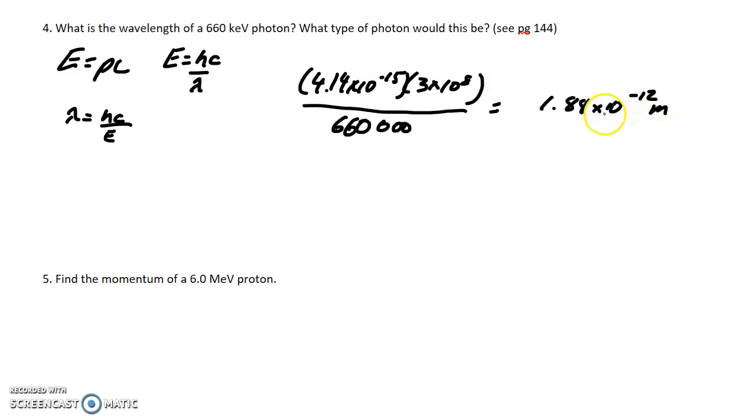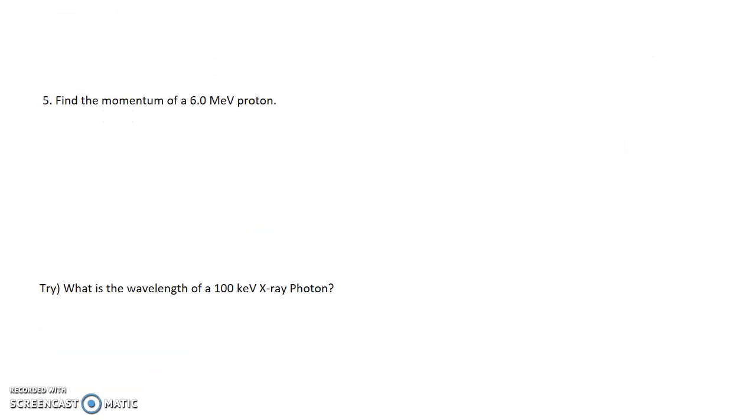Right? And so if you're taking a look, this is going to be probably within the X-ray/gamma ray range, because it is much shorter than regular visible light. Right? Not just a little bit that would bring us into the ultraviolet.